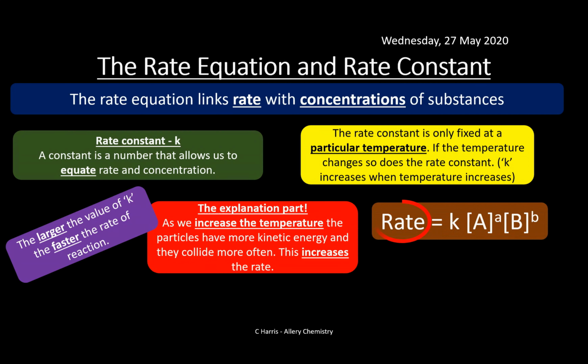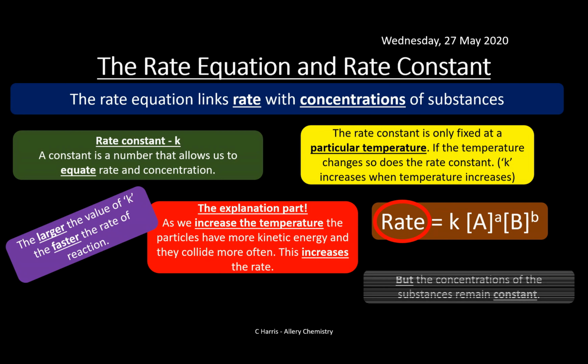And so here's the explanation part. So if we look at our equation here, as we increase temperature, the particles have a lot more kinetic energy. So they're moving around a lot more, and so that means they've got a better chance of colliding successfully to allow a reaction to happen. So this increases the rate. If we increase the temperature, the rate increases. But the concentration of the substances remains constant. Increase in temperature doesn't mean you get a higher concentration of either of those substances. So you can see here, if we increase the temperature, rate increases, so this goes up, but these numbers here remain the same.